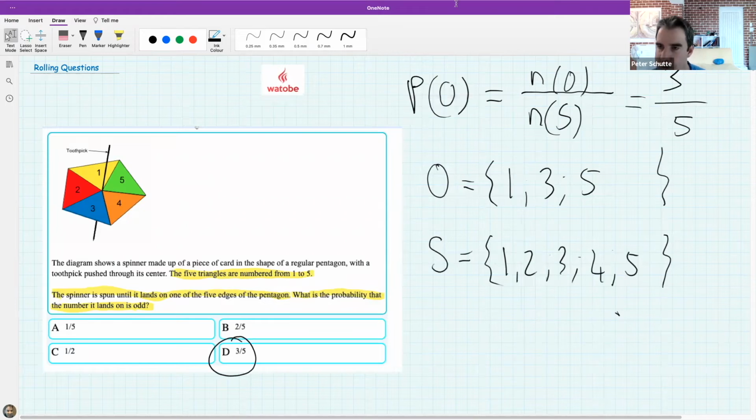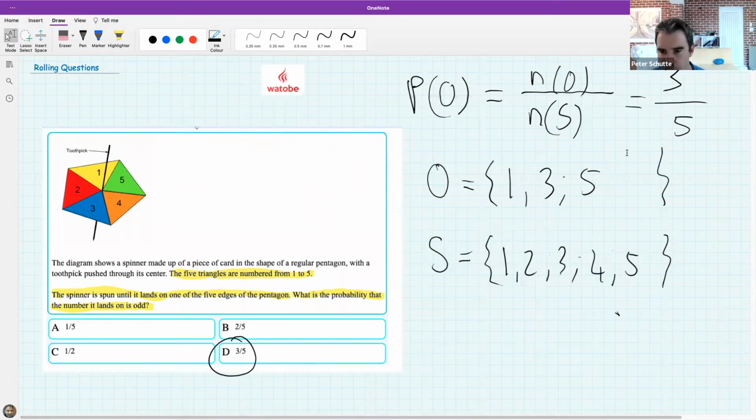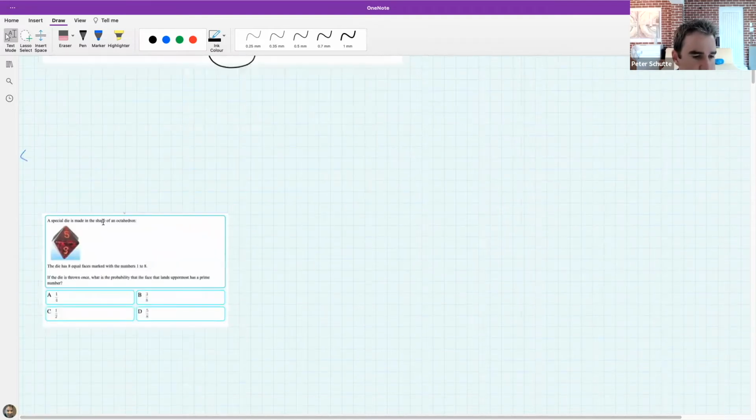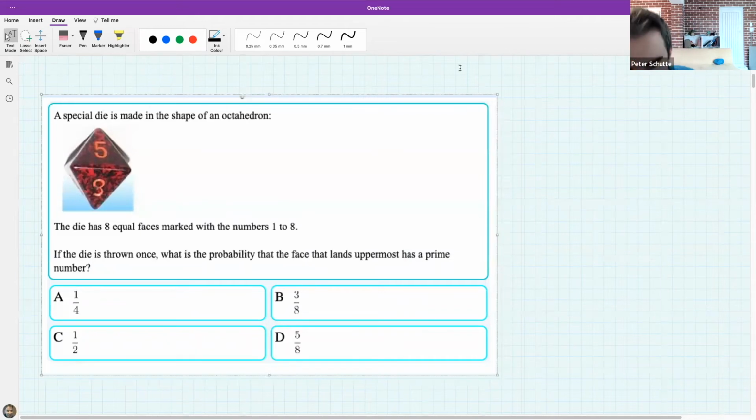Are there any questions before I move on, everyone? Are there any questions about my fancy set notation? So what we have here, do you understand what I mean by odd is 1, 3, and 5, S is 1, 2, 3, 4, and 5? Okay, cool. Let's move on to the next one. Go for that. See if you can do that one.